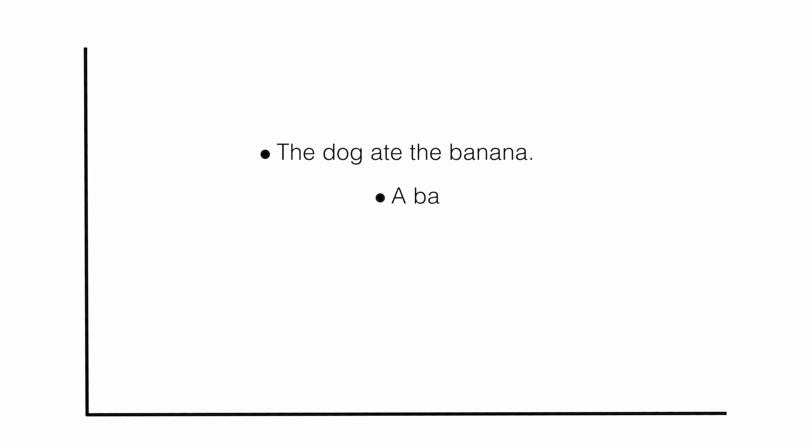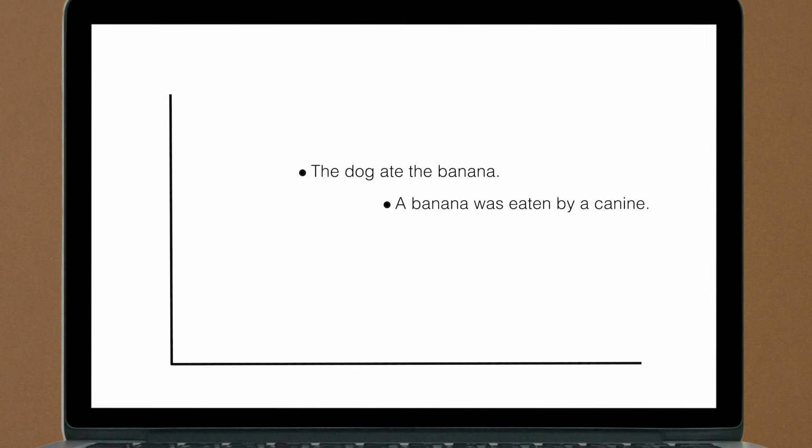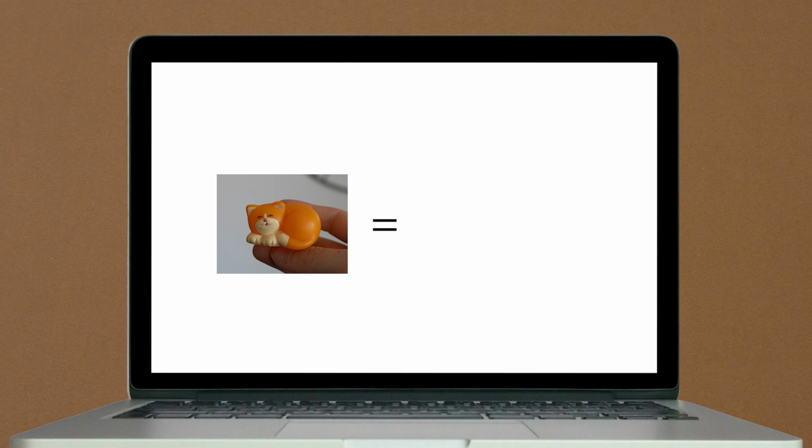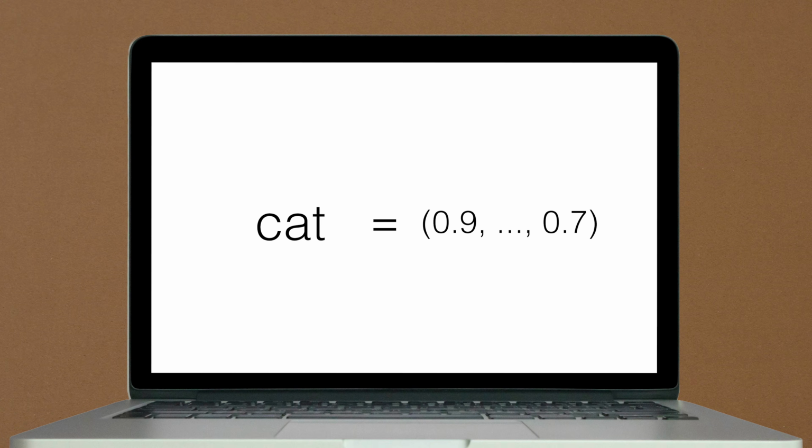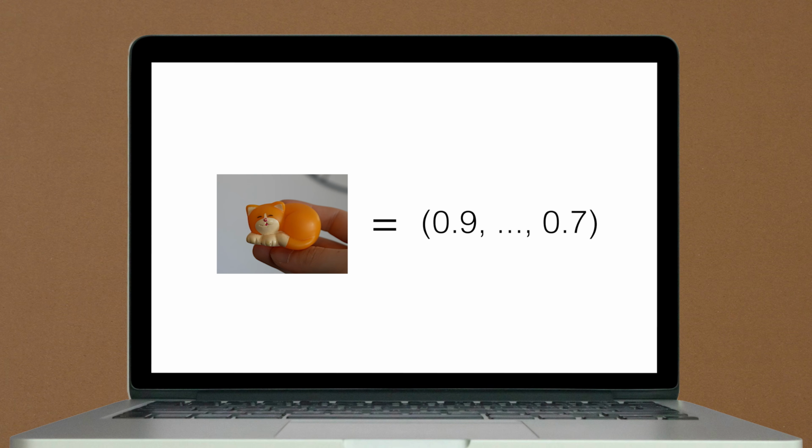So we've seen words represented as vectors, but what about sentences? Well, a sentence like "the dog ate the banana" would be placed closely in the vector space to the sentence "a banana was eaten by a canine." Better yet, it's not just confined to words, we can also use images as well. Images can indeed be represented as vectors. So you can imagine our dog or cat here represented as an actual image rather than the text itself.